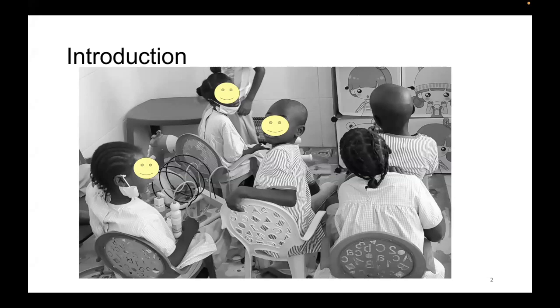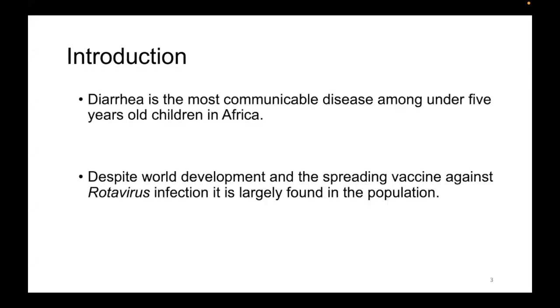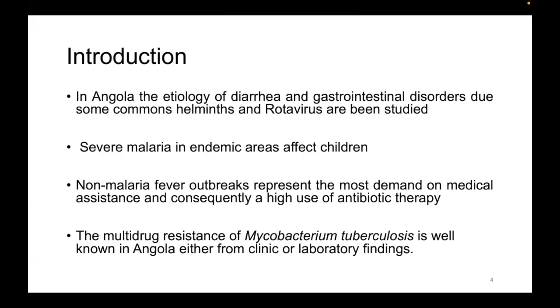So the project was initially addressed to diarrhea. In fact, diarrhea is the most communicable disease among the children in Africa, in Angola. Despite the world development and spreading of vaccine against rotavirus, infection is largely found in the population. And it was the way to collect our samples. It is studied in Angola, but we have only a few studies about gut microbiota.